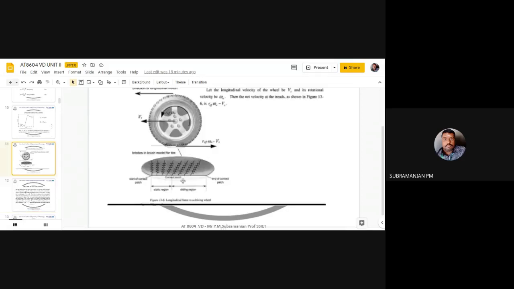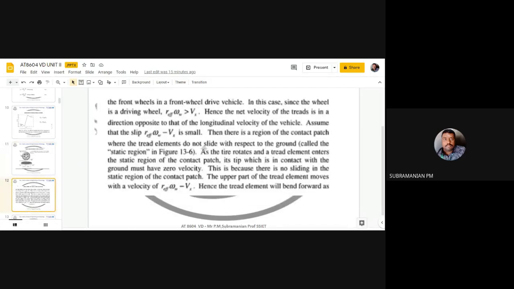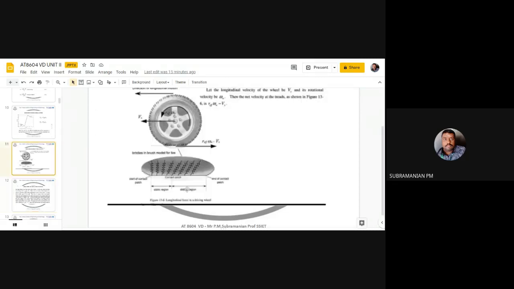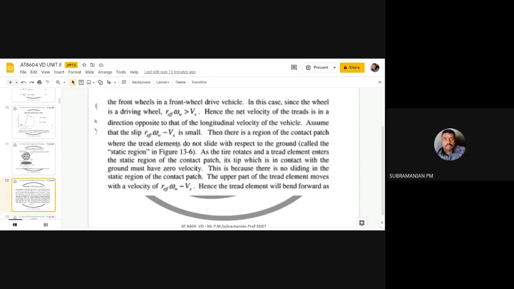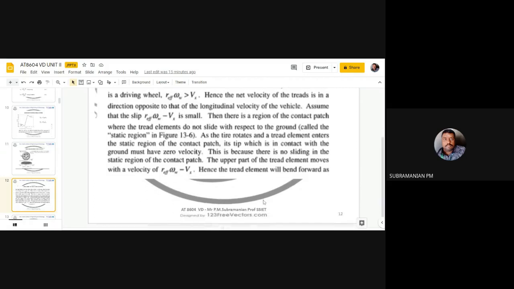So when the difference is felt and the thread makes contact with the ground, you will have the spring elements sliding. You can see there are two regions, static region and sliding region. When the difference is less, we'll have the static region. When the difference is more, we'll have the sliding region. That is, when the slip is small, the thread element will not slide. So that is a static region. And with further movement of the thread, it will enter into the sliding region. Okay, so that is the main thing.